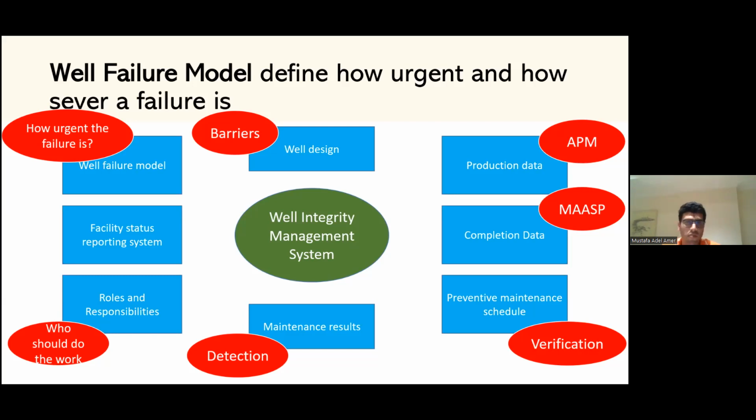But for example, if you have the kill wing valve failed, and the well failure model defines it as a low risk failure, and you can live with it for a year or 2 years until you fix it, you can still keep operating your wells.